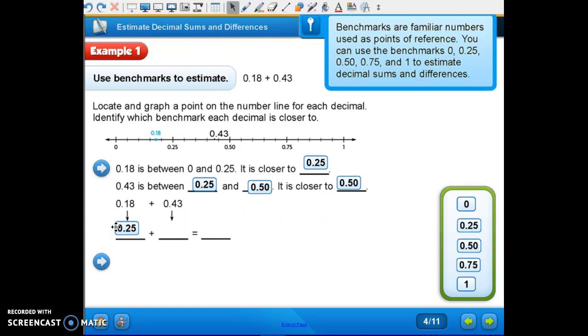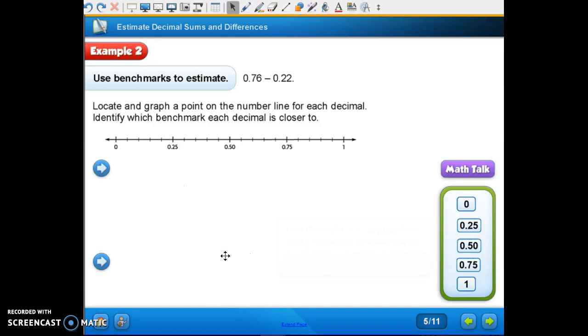So when we rounded 18 hundredths to our nearest benchmark, we rounded that to 25 hundredths. And we rounded 43 hundredths to our nearest benchmark, we rounded that to 50 hundredths. So 25 hundredths plus 50 hundredths is equal to what? 75 hundredths. So 18 hundredths plus 43 hundredths is about 75 hundredths.